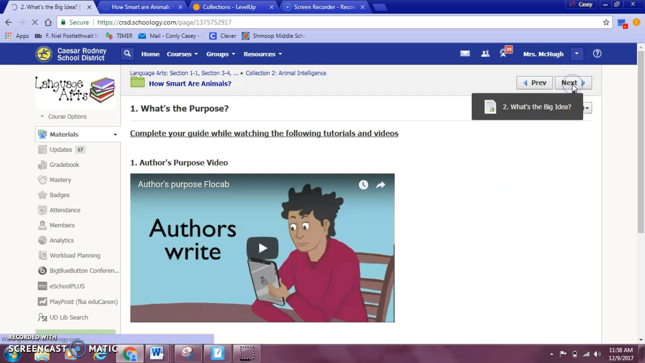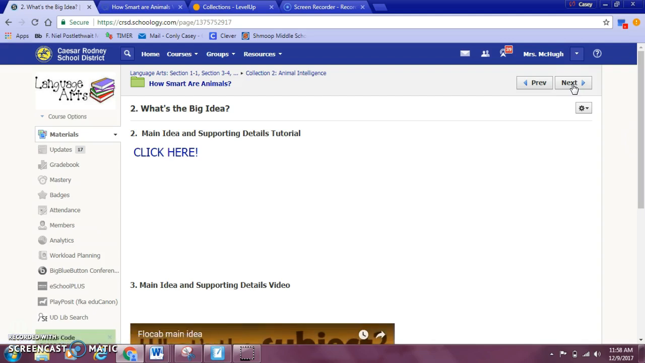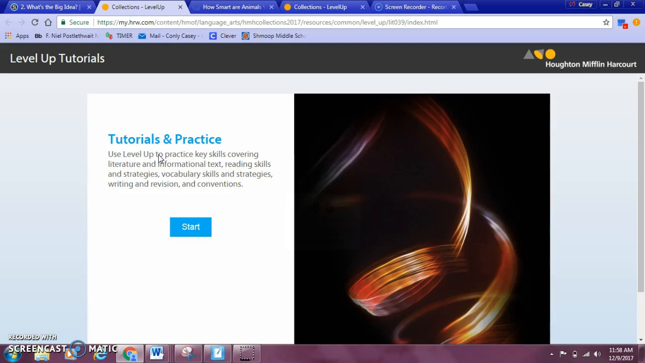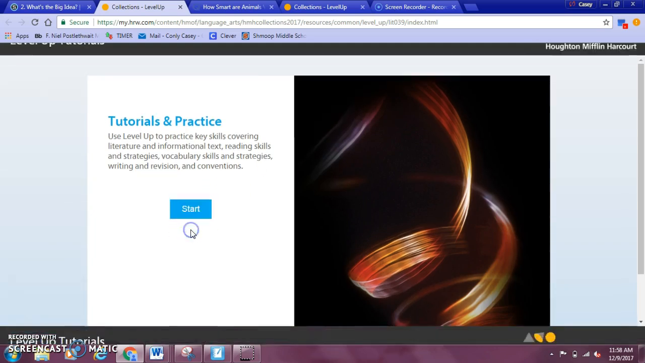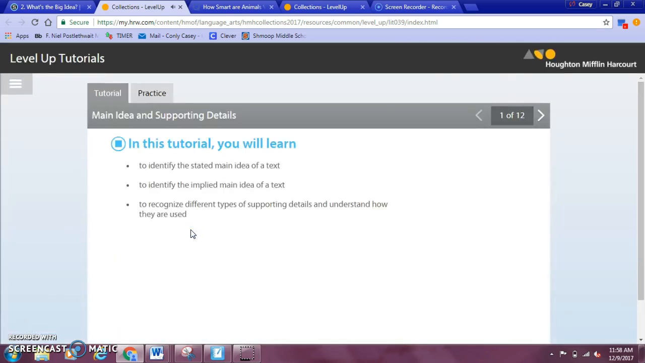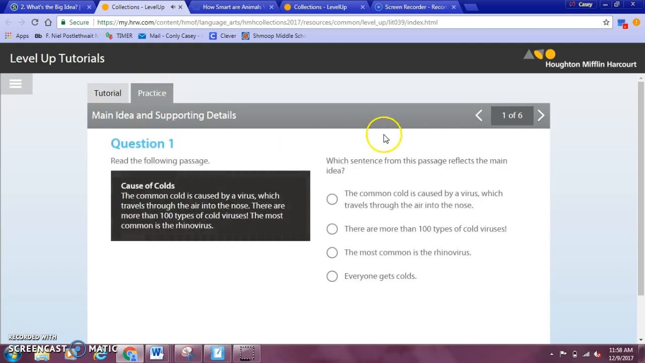The second station is called What's the Big Idea? So here, we're talking about main idea and supporting details. I've inserted a link here to a main idea supporting details tutorial. These tutorials are great because they help the students practice a skill, they give them information on a skill, and the best part, and what I really love, is that they will read the information to the students. So students who may be lower readers can still have access to that information because it's being read to them from the computer. There's also a practice section that gives them a little quiz on what they learned in the tutorial.